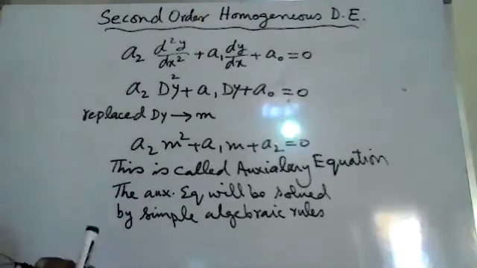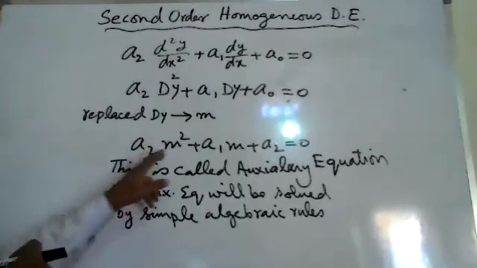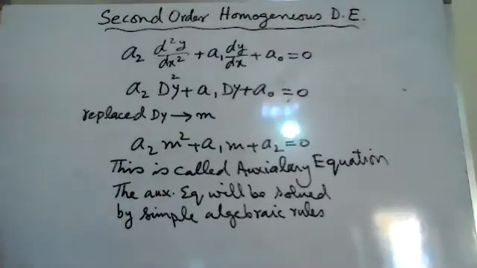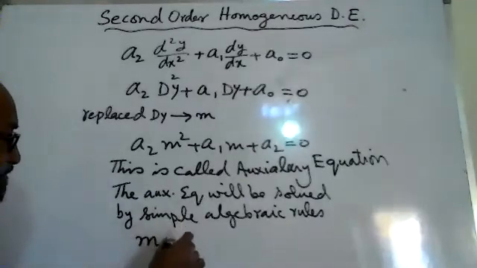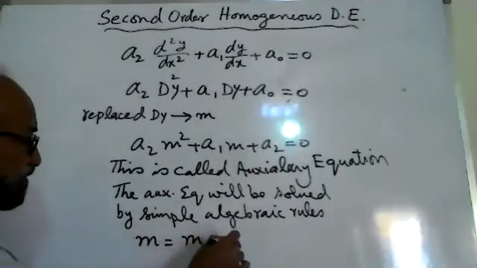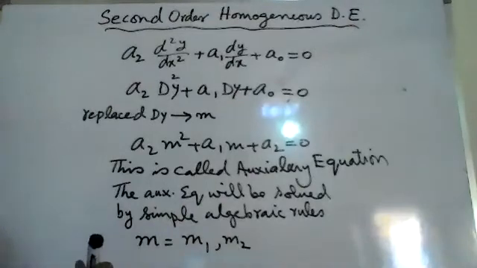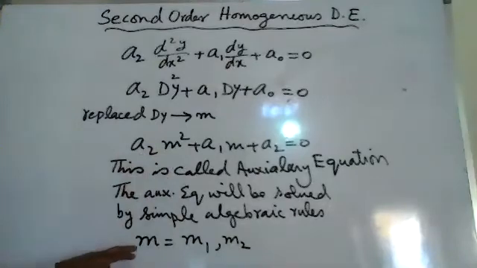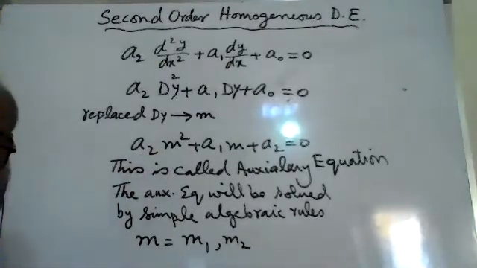So we will solve it by quadratic formula or by factor method, and we will get the answer. So M, it is a quadratic equation, so there may be two answers. The solutions will be M1 and M2. There are two solutions because it is a quadratic equation.